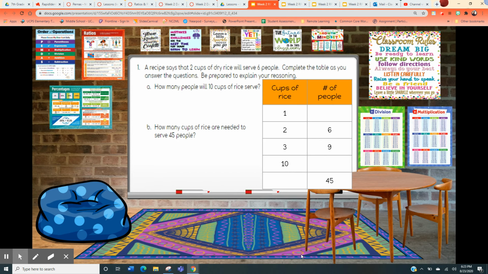It says a recipe says that 2 cups of dry rice will serve 6 people. Complete the table as you answer the questions. Be prepared to explain your reasoning. So before we even answer the questions, we're going to go ahead and finish the table. So notice that I have 1 up here at the top because we want to know how many people can 1 cup of rice feed.